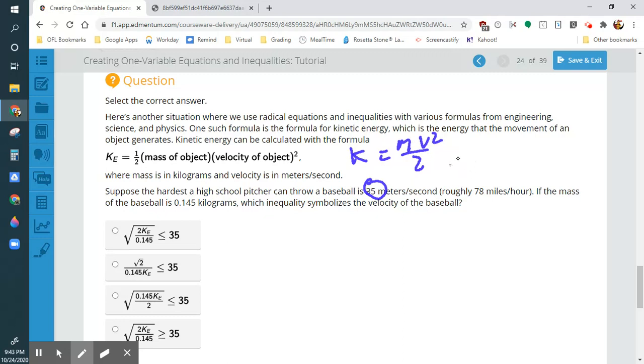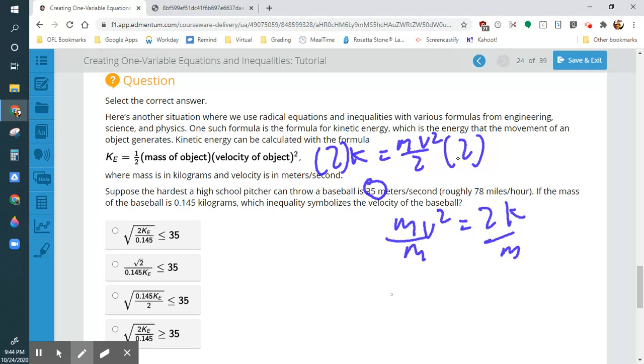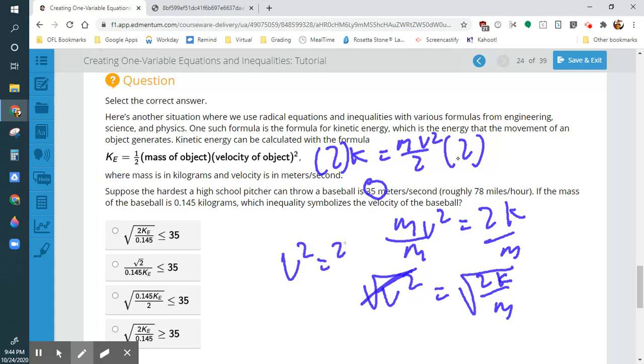So what we're going to do here is multiply both sides by 2. So we end up getting mv squared equals 2K. Then we're going to divide by m, divide by m. So I get v squared equals 2K over m. And then in order to get rid of the square, I have to square root. So I get v equals the square root of 2K over m. So I'm going to look for this.